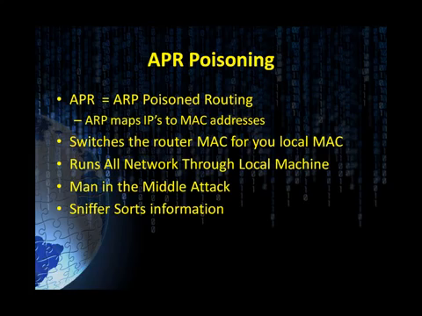What ARP poisoning does is it alters the ARP table on your system and tells all the other computers on the network that your MAC address is the router. So all network traffic will flow through your local machine instead of flowing through the router. This is known as a man-in-the-middle attack. What makes Cain especially powerful is the sniffer actually sorts all this information and tries to find passwords and other useful bits of info that you might want to take a look at. Let me show you how it works.